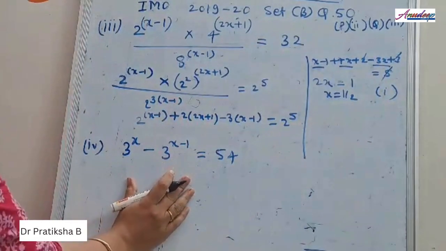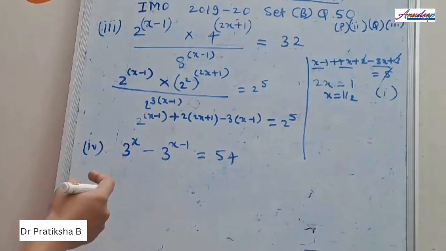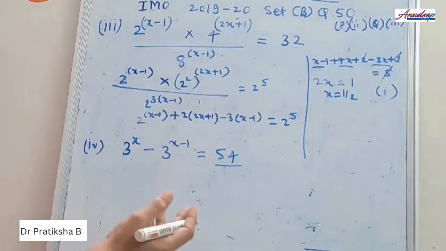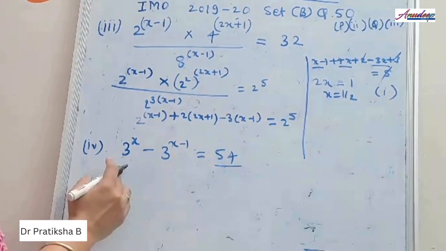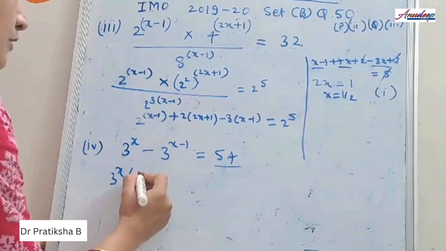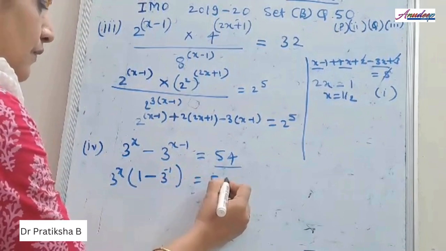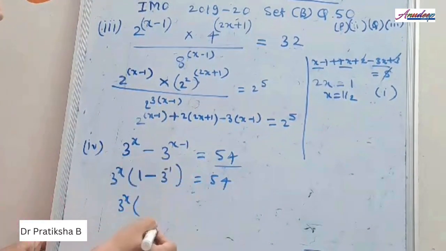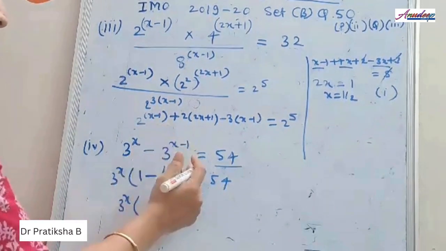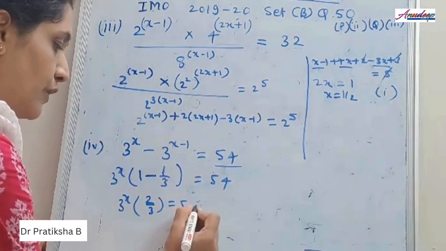Now let us evaluate the fourth sub question. Again, here there is a trick. We cannot go directly with expressing 3 to the power, because 54 you cannot express as 3 to the power something. So the trick is you take a common factor from the left hand side, that is 3 to the power x. So what remains is minus 1, and here you will be getting 3 raised to minus 1, that is 54. So when you take the LCM, it is nothing but 1 minus 1 by 3. So it is 3 minus 1 upon 3, which gives you 2 by 3, equal to 54.